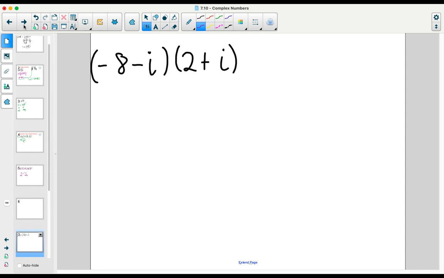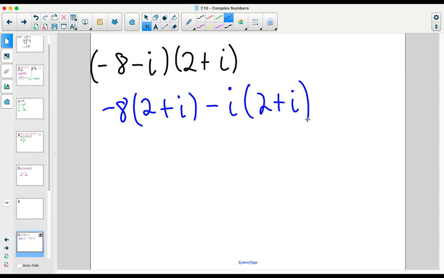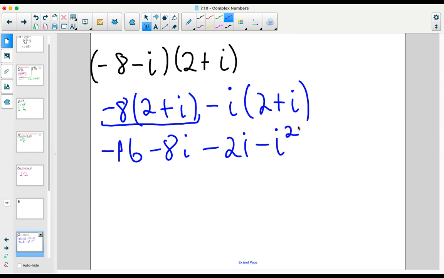In our last example in this video, we have multiplication. This is going to be a little bit trickier and will definitely require our understanding of the distributive property to finish. So we're going to start with negative 8 times the second complex number, minus i times the second complex number. Negative 16 minus 8i comes out of the first distribution. Negative 2i minus i squared comes out of the second.